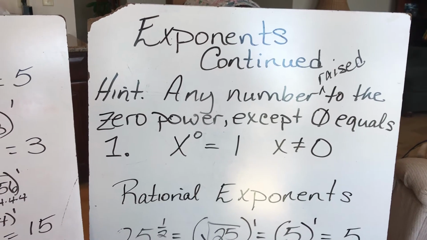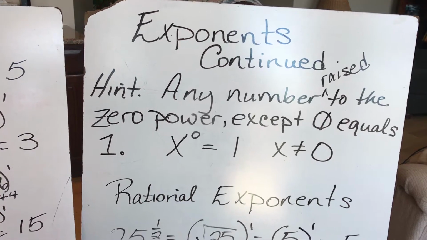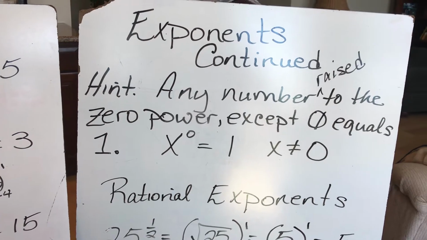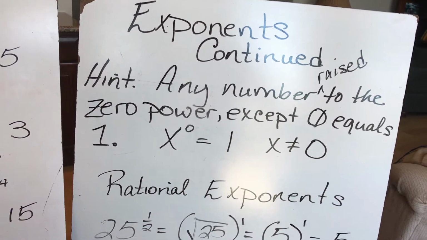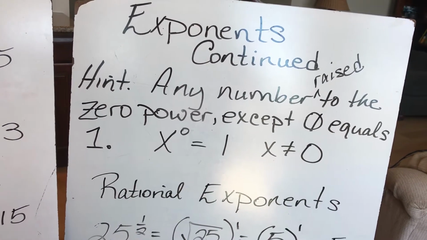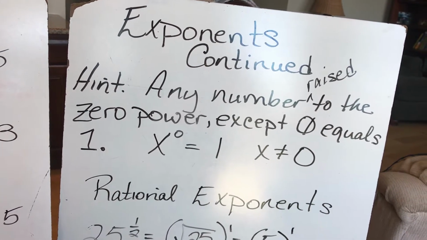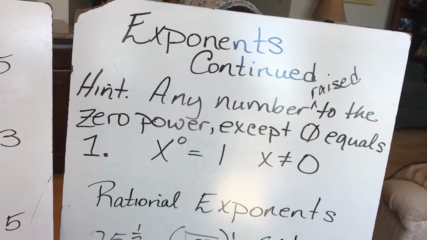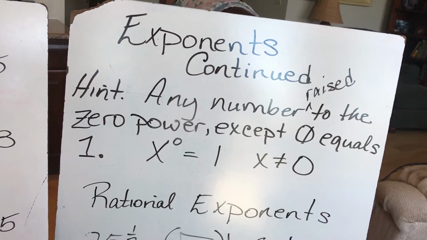So I have on my board that the variable x to the zero power would equal 1 as long as x does not equal 0. So if you have 5 to the zero power, that's going to equal 1. If you have 100 to the zero power, that's going to equal 1. If you have 200 to the zero power, that is also going to equal 1. So any number raised to the zero power is going to equal 1 as long as that number that you're raising to the zero power is not 0.